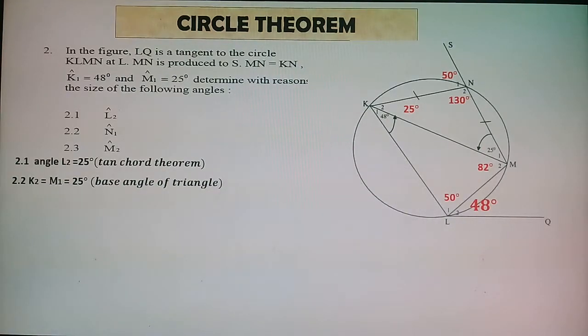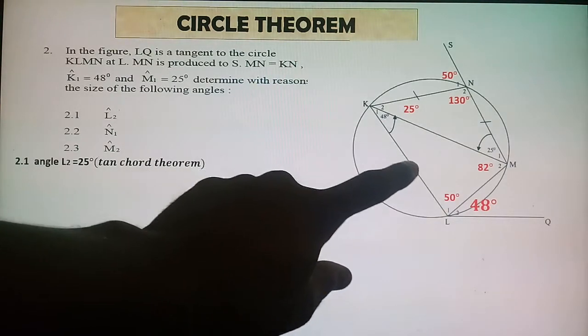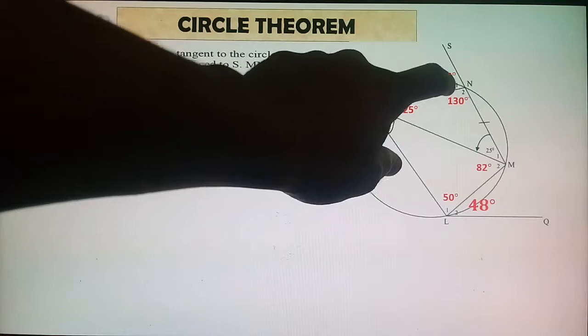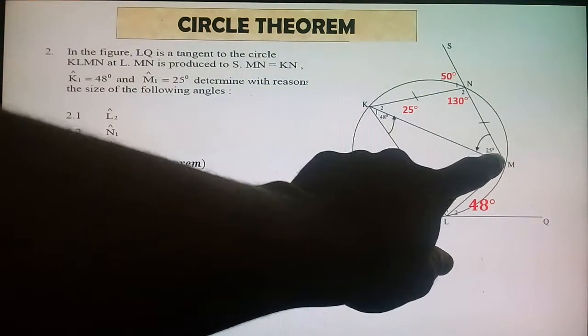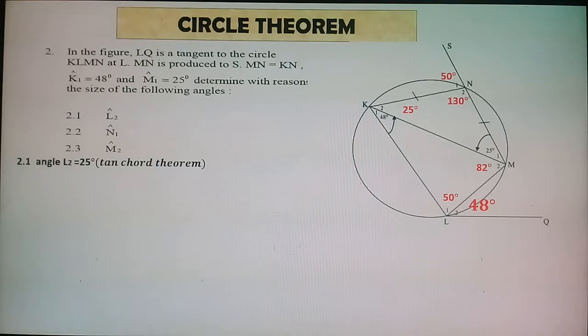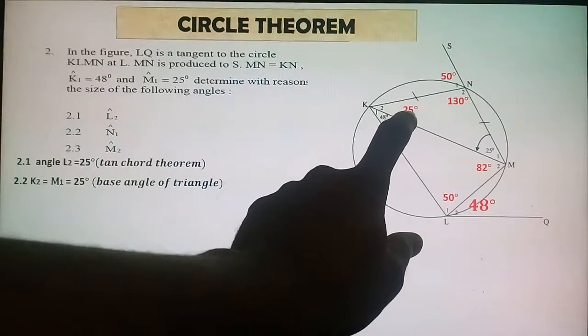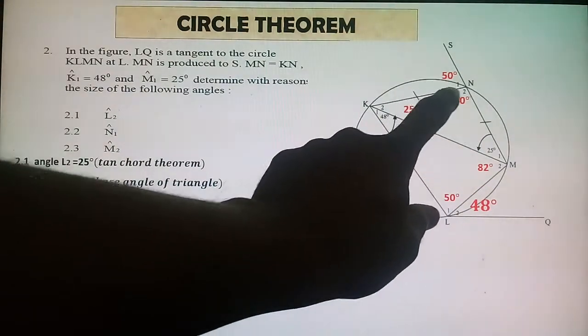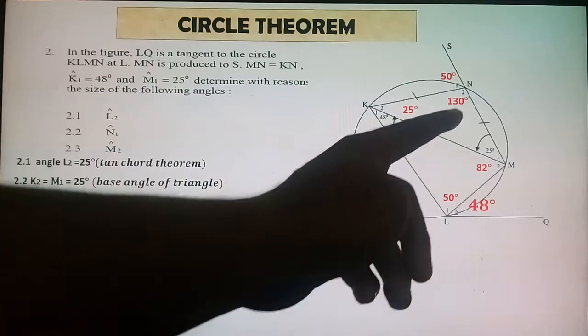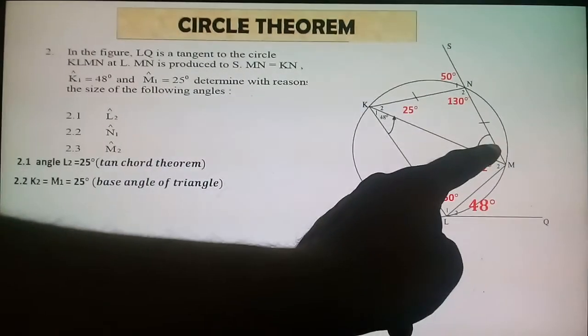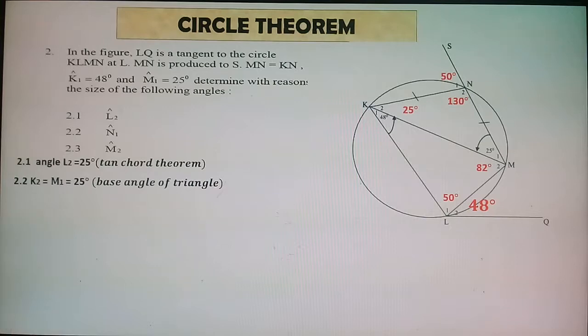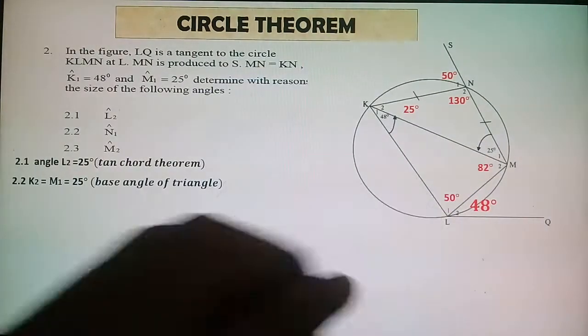Let us move on. Now we have to find 2.2. They say in 2.2, find our N1 there. Where is our N1? It is there. You already have the base angle of a triangle. We have K2 equal to M1. The reason for that is base angle of a triangle, because we are given that the two sides are equal, so those angles are equal. Then it equals 25, which means K2 equals 25.